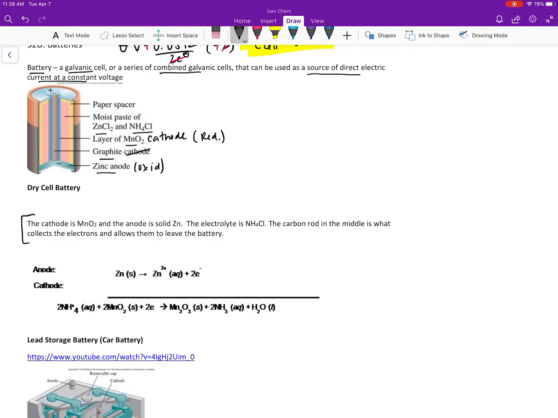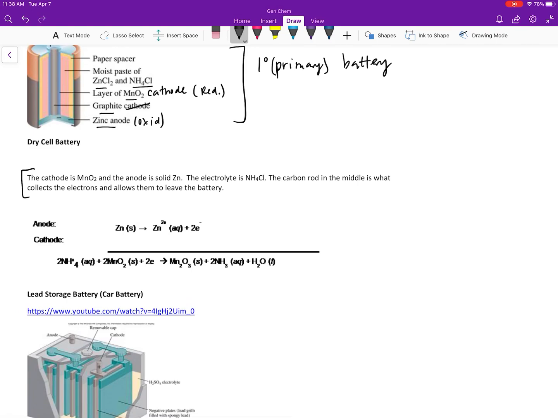And so this is called a primary battery. And primary batteries are single-use batteries, meaning once you use them, you throw them away. They are not rechargeable. All the chemical energy is consumed, therefore the redox reaction stops. And so what would happen when the single-use battery runs out is E cell goes to 0, meaning we're at equilibrium, Q equals K, and the battery is dead.